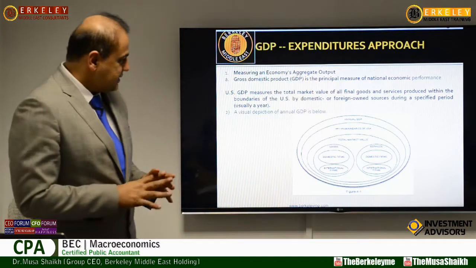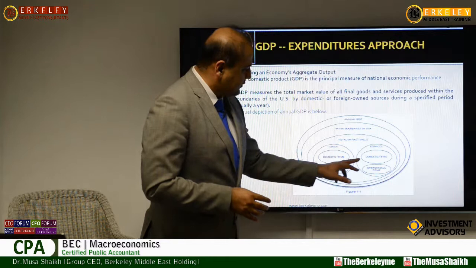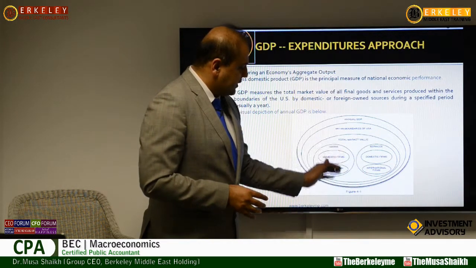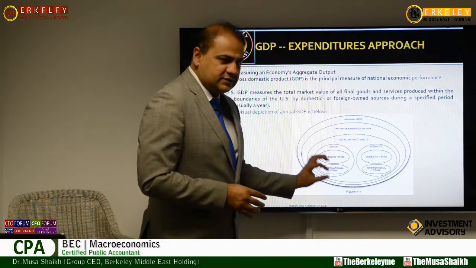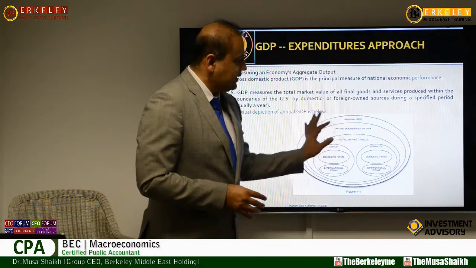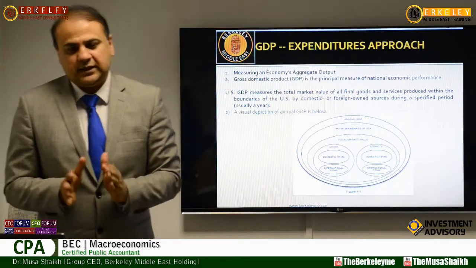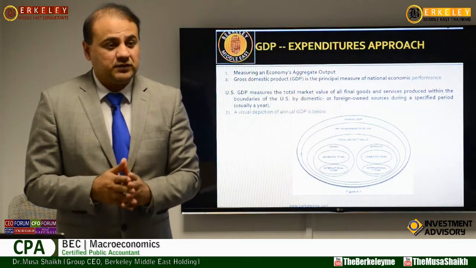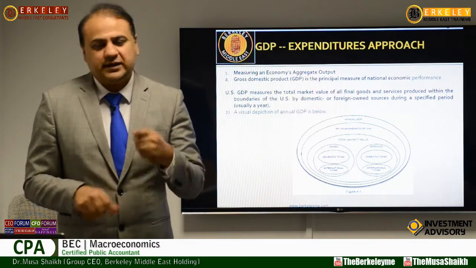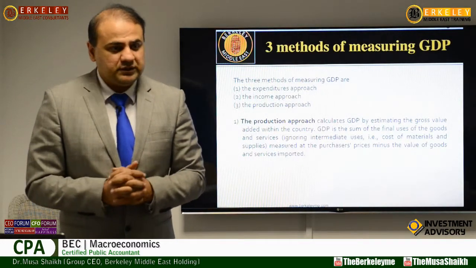So there is a cycle, you can say the GDP cycle, that you have domestic firms and international firms providing goods and services, they comprise a total market value within the boundaries of the US, and that will generate your annual GDP. But the definition is very clear: the number of goods and services produced in one country in 1 year is called GDP. The higher the GDP, the stronger your economy is going.